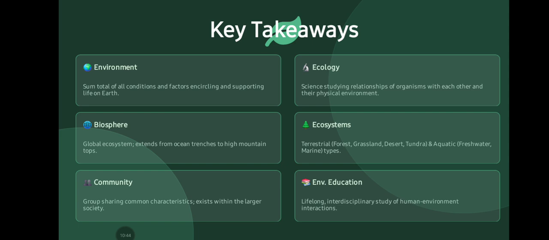Last is the key takeaways. Environment: sum total of all conditions and factors encircling and supporting life on earth. Ecology: science studying relationships of organisms with each other and their physical environment. Biosphere: global ecosystem extends from ocean trenches to high mountain tops. Ecosystem: terrestrial and aquatic types. Community: group sharing common characteristics within the larger society. Environmental education: lifelong interdisciplinary study of human environment interactions.